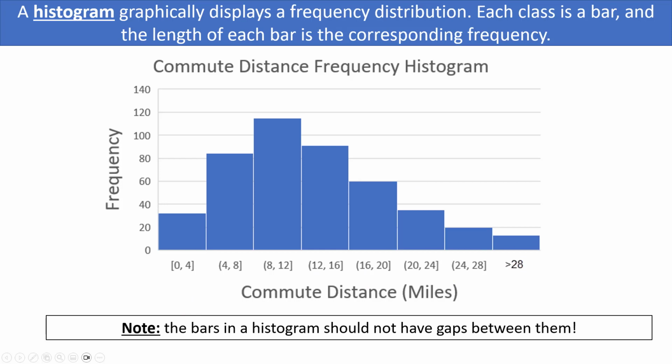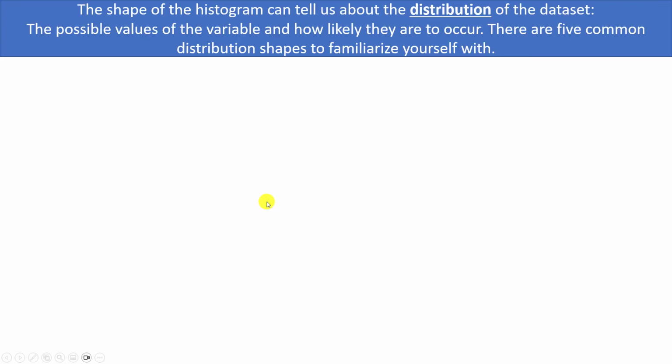If you had a bar chart, which is a little bit different than a histogram, then you might have some gaps between the bars. You might have a categorical variable, and we'll talk a little bit about that later in this video. Now, the exact shape of the histogram is going to tell us about the distribution of the dataset, a term that I just used a second ago.